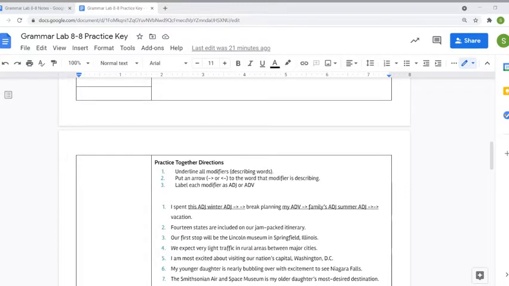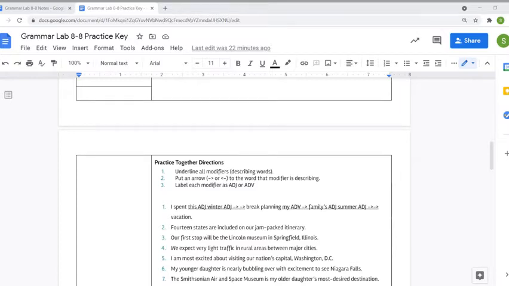So we have winter is describing the word break. That's why I have an arrow from winter to break. Is this describing winter, or is it describing break? Well, is it I spent this winter planning my family's adventure, or I spent this break? It's actually describing break. So it's an adjective describing break. So again, the 2 arrows here indicate both this and winter are describing break.